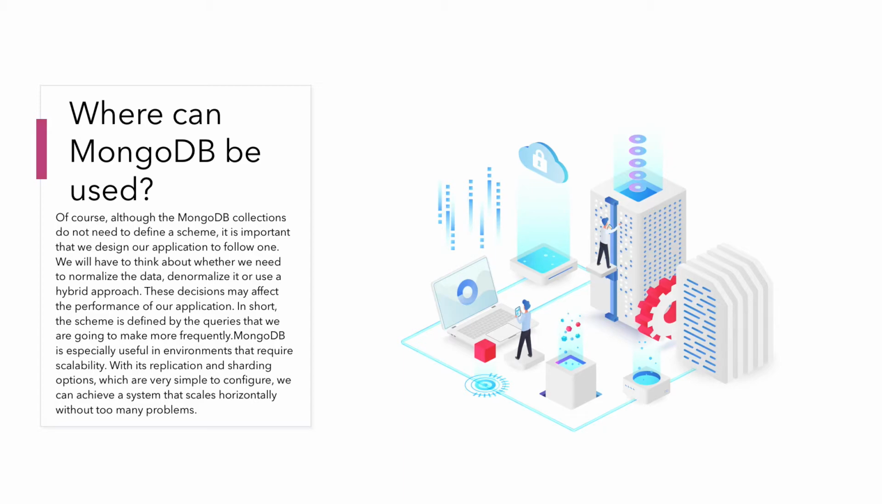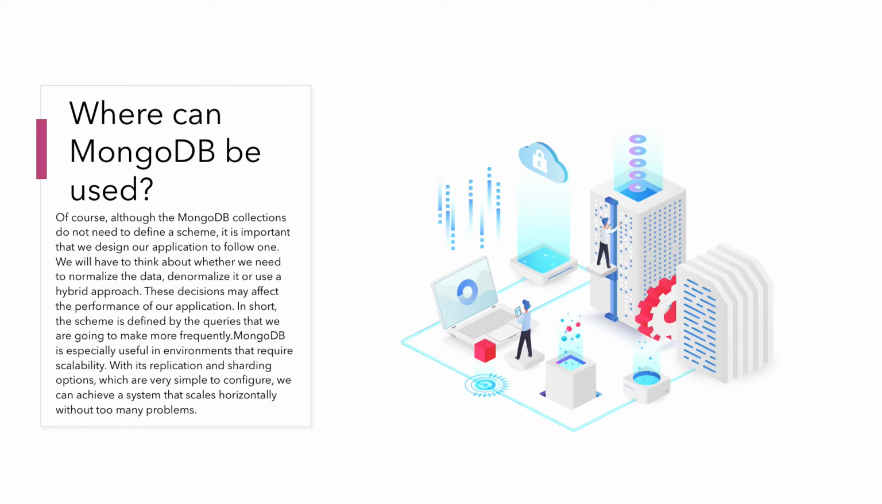Where can MongoDB be used? Of course, although MongoDB collections do not need to define a schema, it is important that we design our application to follow one. We have to think about whether we need to normalize the data or use a hybrid approach. This decision may affect the performance of our application. In short, the schema is defined by the queries that we are going to make most frequently.